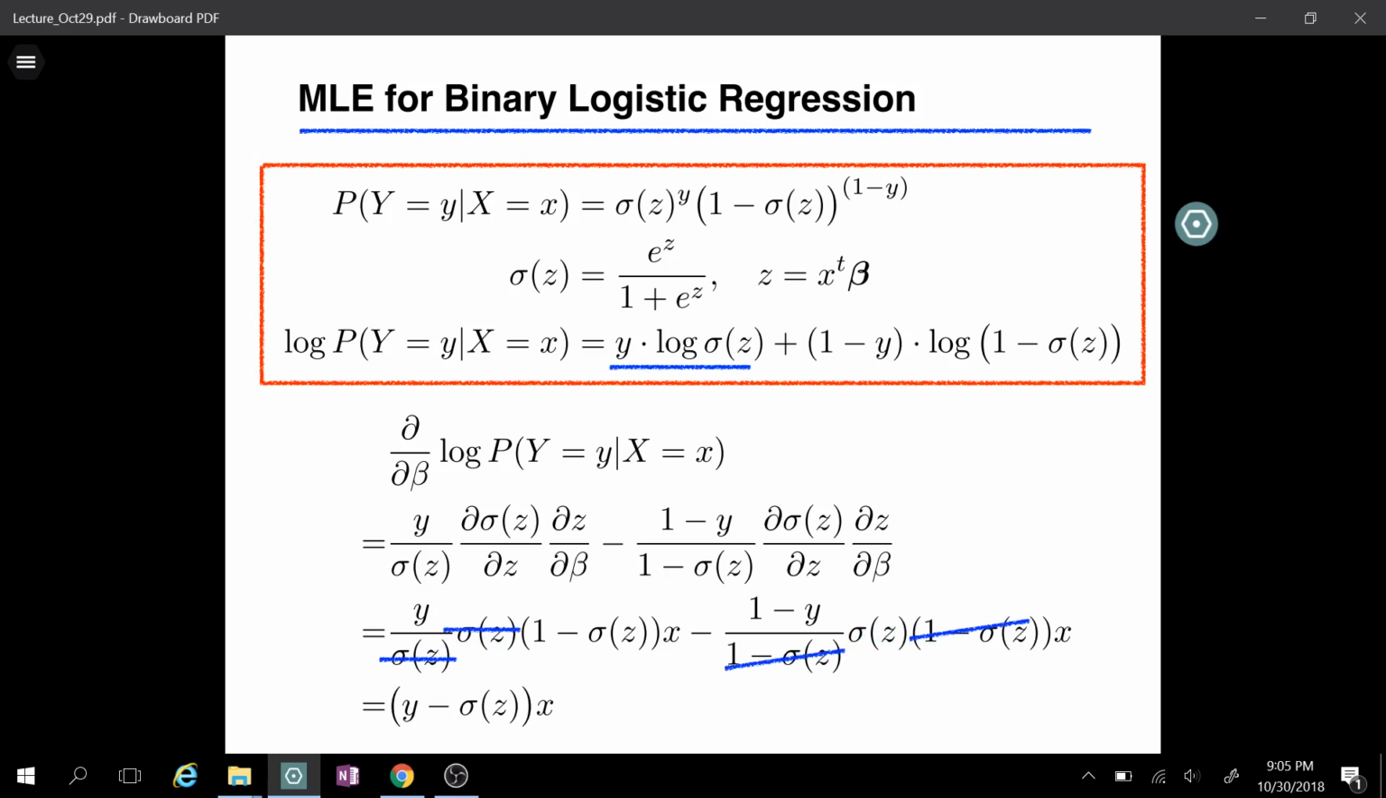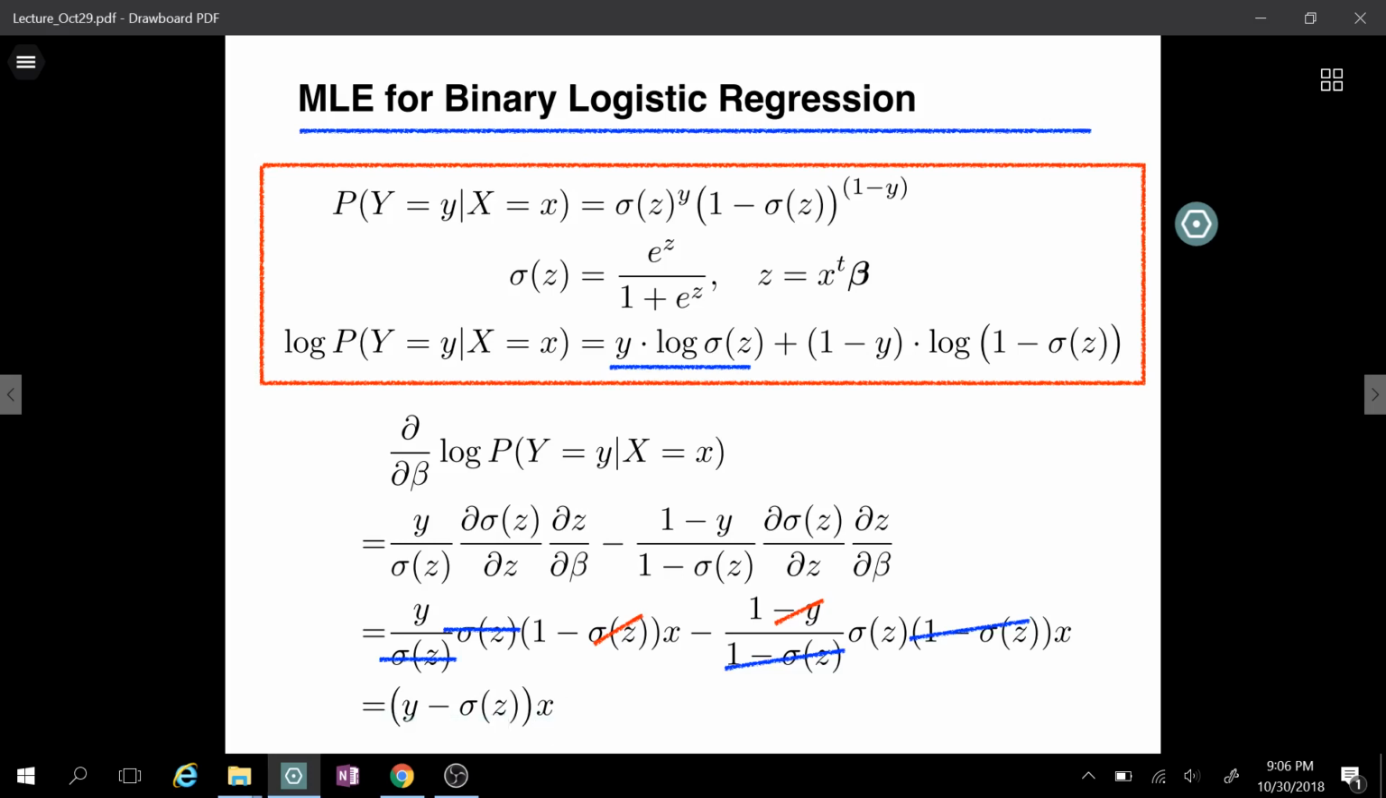And we can further simplify some of the expression, because for y times sigma z, here we have a minus sign in front of it. But for the second term, we have y times sigma z with two negative signs, so it's a positive sign. So things can further get cancelled. So eventually, the derivative of the log likelihood with respect to beta is going to be y minus sigma z, in parentheses, times x. Again, this is a number and this is a vector.